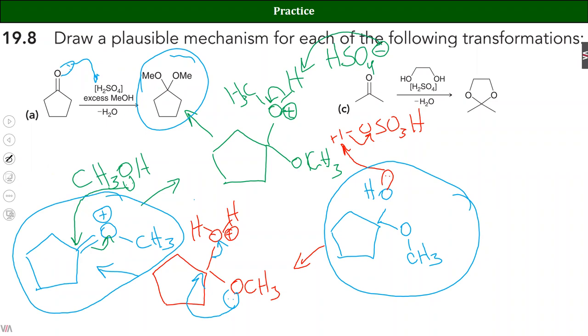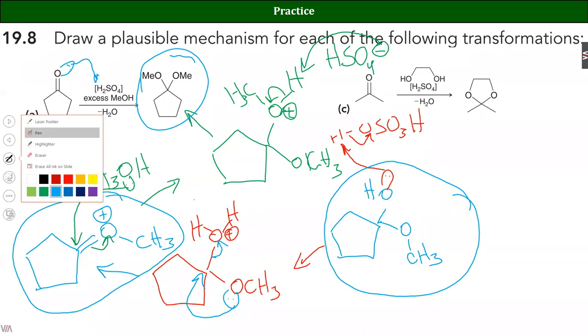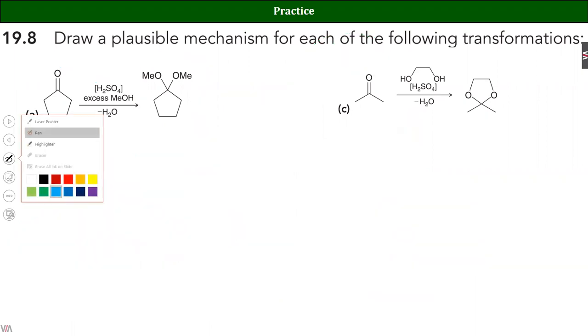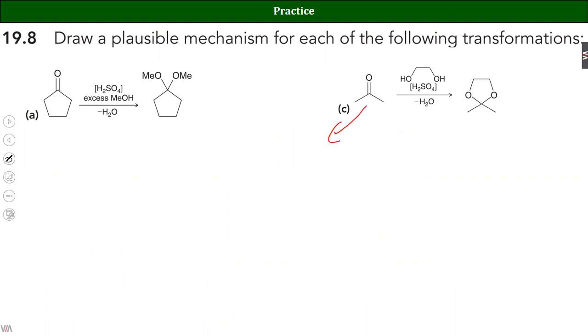So for C, I'm not going to go through the whole mechanism with all of the arrows, but let's draw the main intermediates for C, so we can see what's going on. So the acetal that you get from C, it's going to start with your OH group, and then one of the oxygens from your diol is attached to what was your carbonyl carbon. So that's our hemiacetal formation.